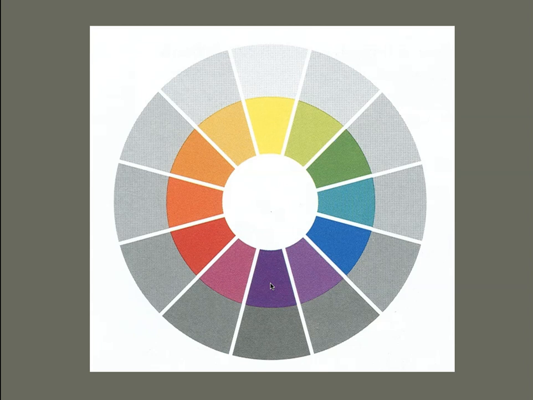So let me give you an example. Let's take the hue red. If we add black to that, that's going to turn it into more of a maroon color, whereas if we add white to it, it's going to turn it into pink. So pink is a tint of red and maroon is a shade of red. Hopefully that makes sense.